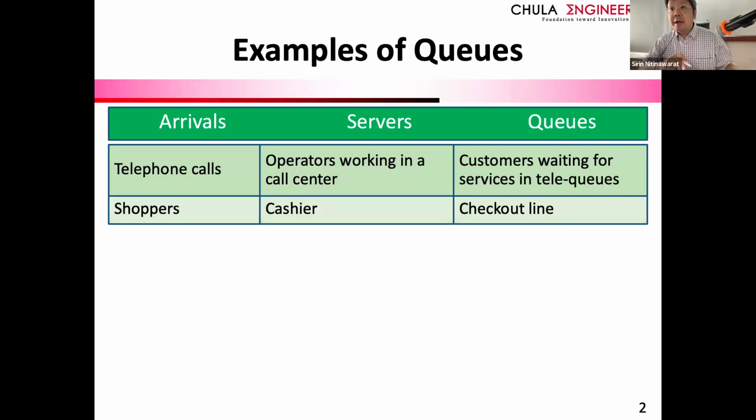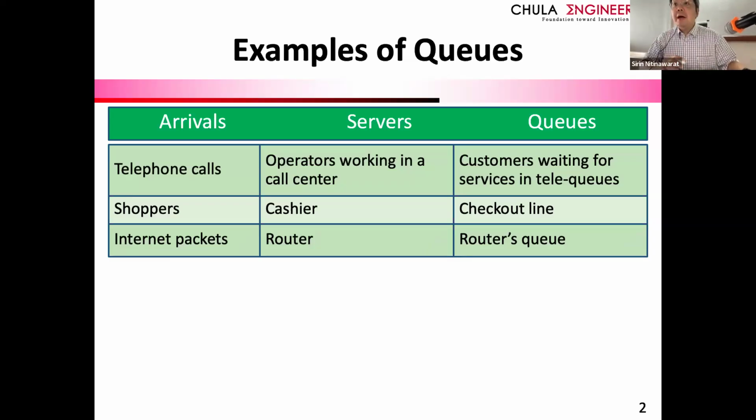Another example you see almost every week is at retail stores, something like a grocery store or supermarket. Here, the entities that are queued are shoppers, the servers are the cashiers, and the queues are the checkout lines.